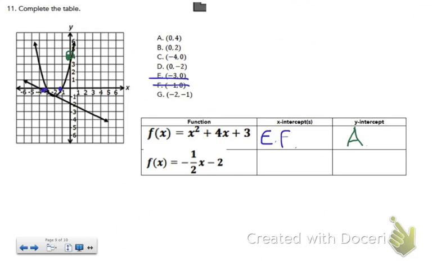Kind of looks like 3 in the picture, but since that's not an option, we're just going to go with A because that's the closest to it. Now the line has an x-intercept at negative 4, so that would be C, negative 4, 0. Okay, and then a y-intercept of negative 2, so that would be D, 0, negative 2. So remember, a y-intercept has a 0 for the x-coordinate, and an x-intercept has a 0 for the y-coordinate. And that's it.